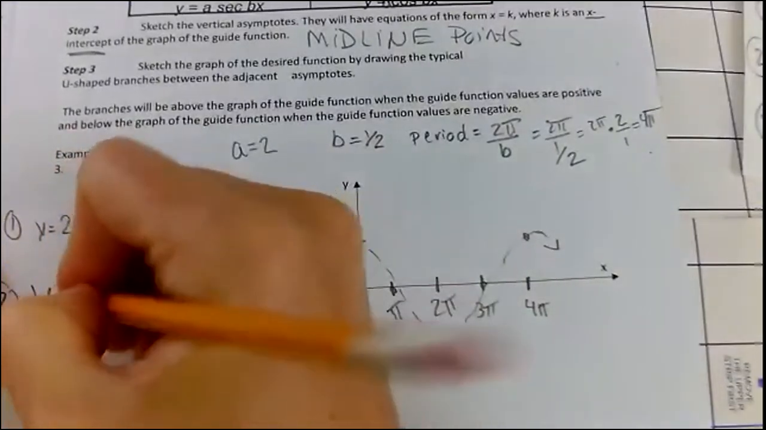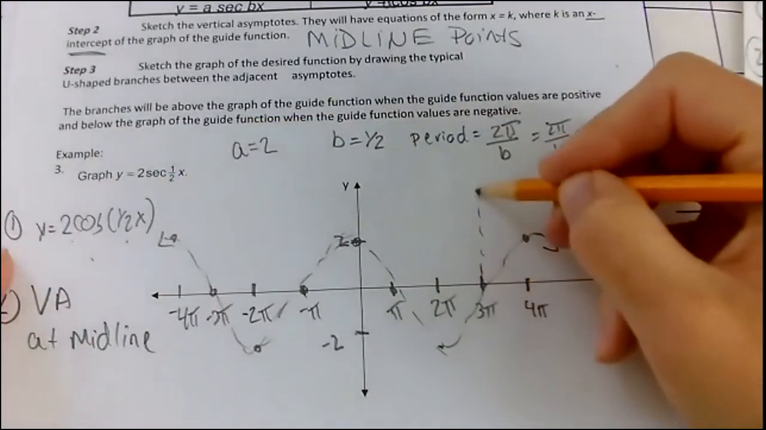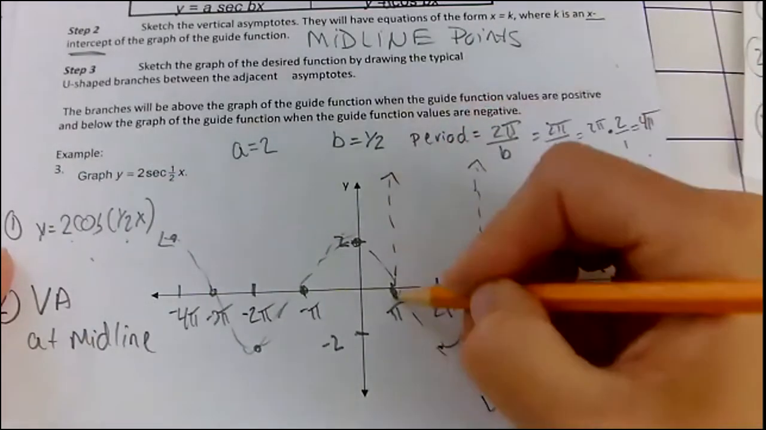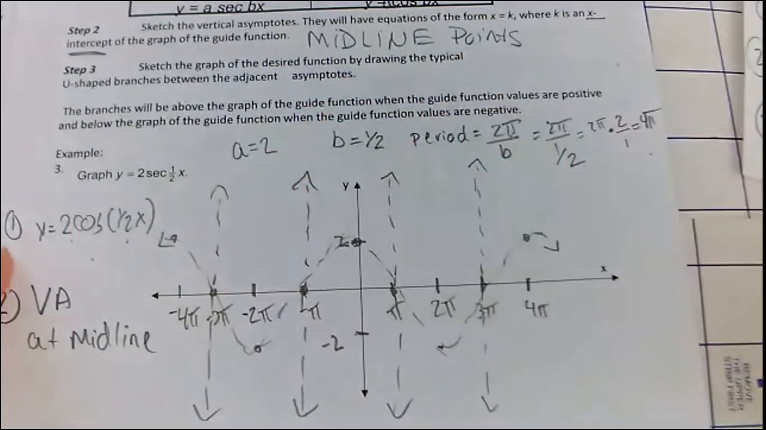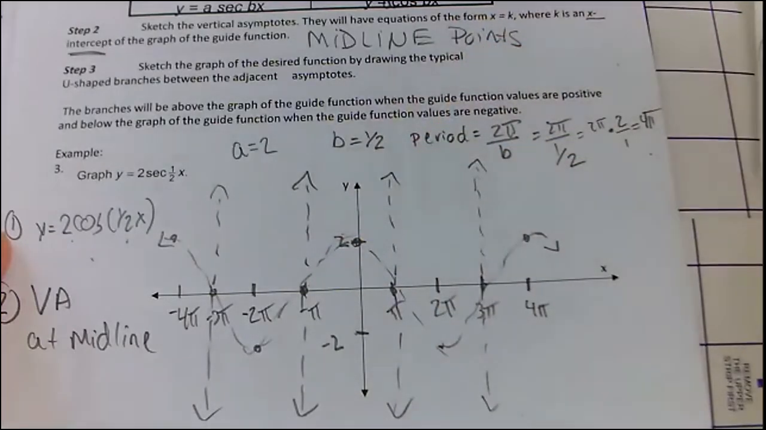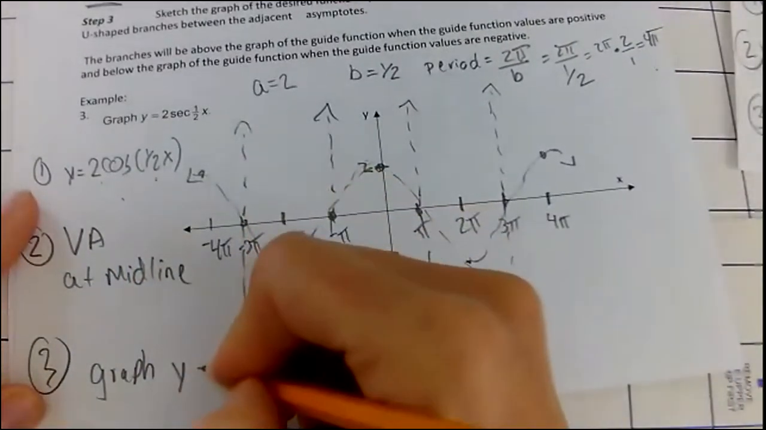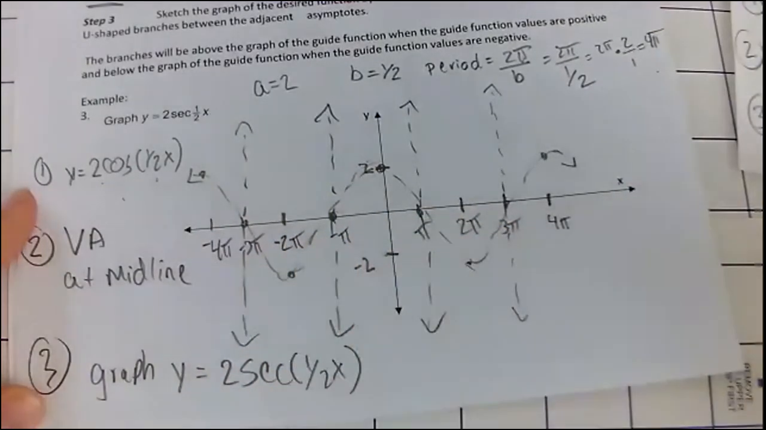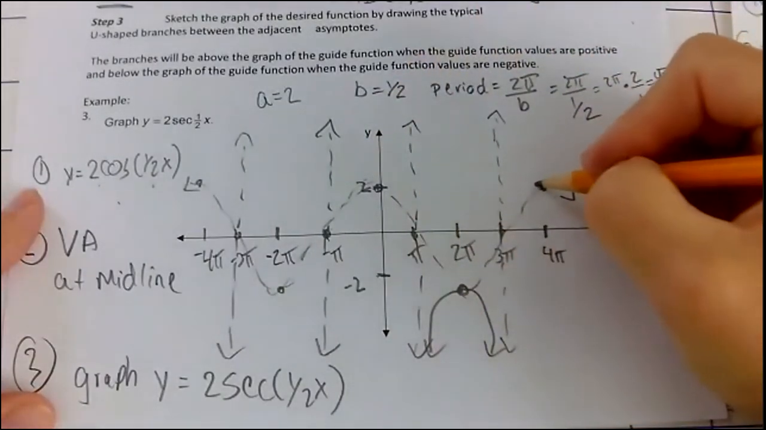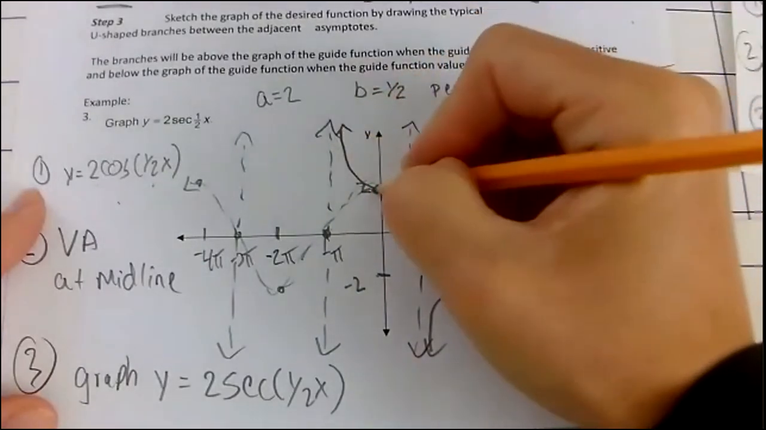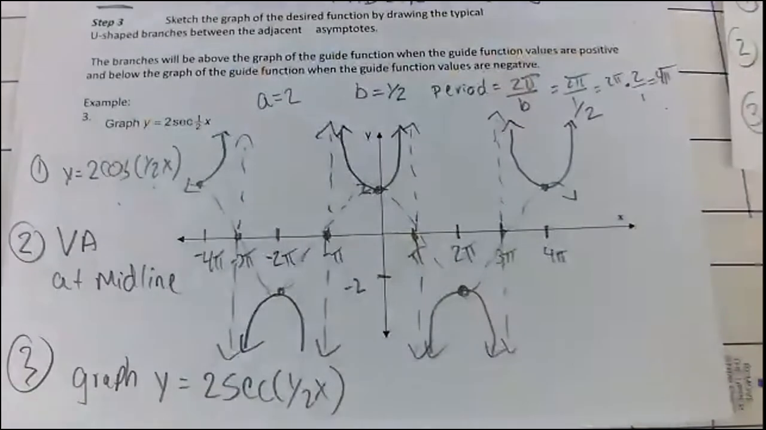Step 2 is the vertical asymptotes at the midline. The points that intersect the midline are going to give us our vertical asymptotes. Here we go, vertical asymptote. Another vertical asymptote. Here's the midline again, vertical asymptote. Another midline point, you put a vertical asymptote. Then step 3 is you're going to graph the secant graph. What we're trying to do is y equals 2 secant 1/2 x. So we've got our U shape going down from the minimum, up from the maximum. Take your U shape up from that maximum, down from this minimum. It would happen here, but the graph would continue on infinitely in each direction.